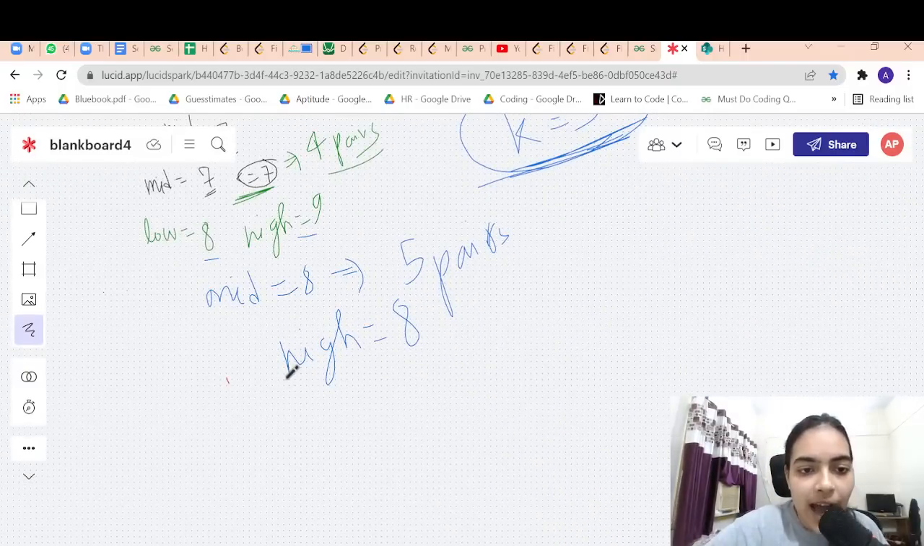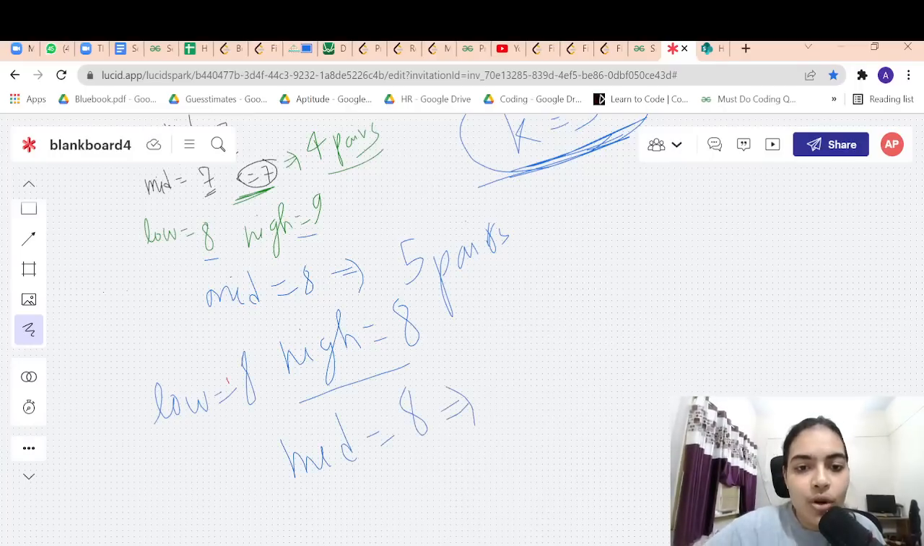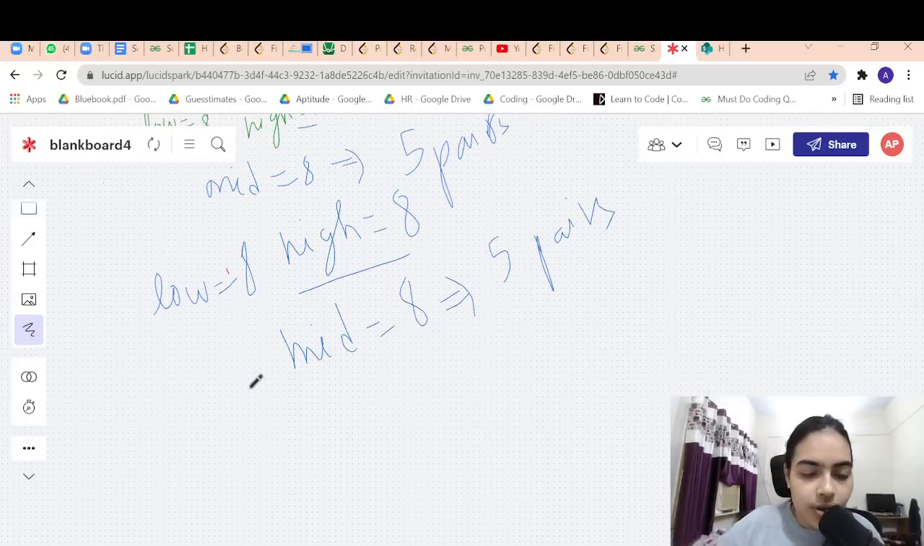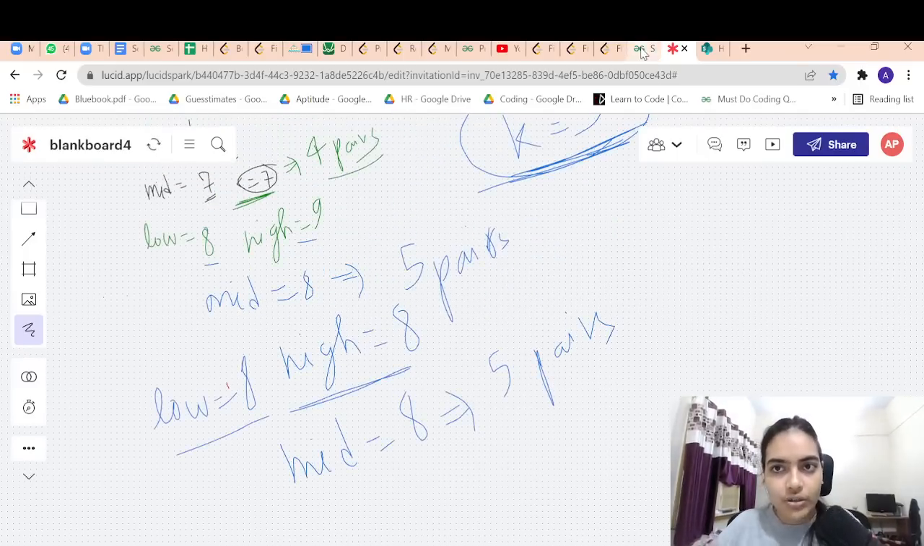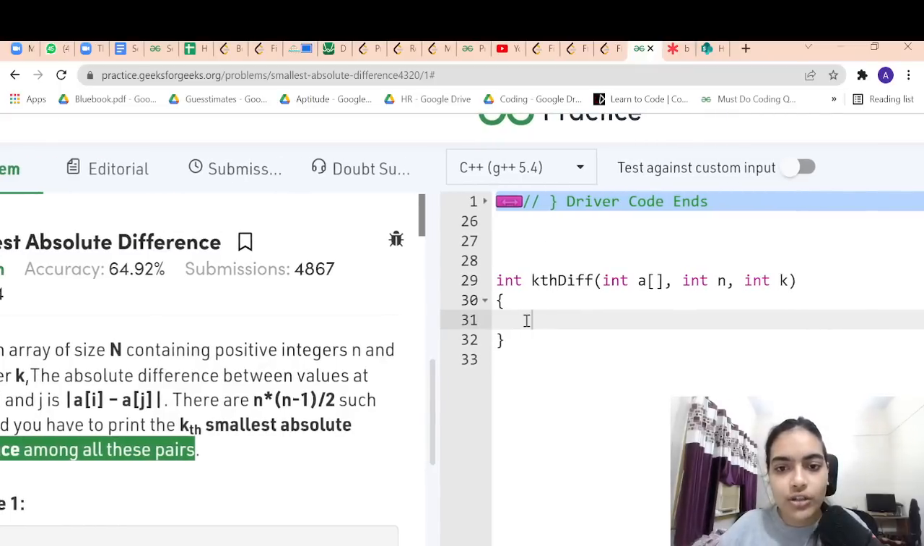So this time high will become equal to 8, and low is anyway 8. So the next time mid is also equal to 8, and this time you have 5 pairs, so this will remain your low value. Next time, when low is equal to high, you can exit the loop, you can exit out of the iteration. So now let's code it.